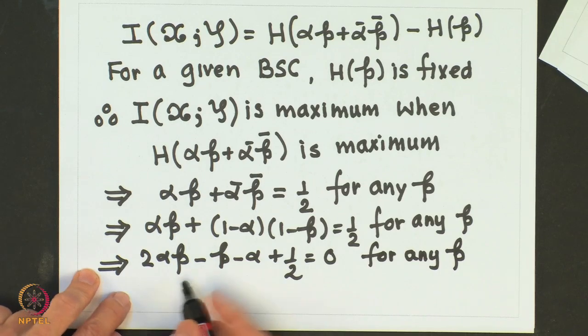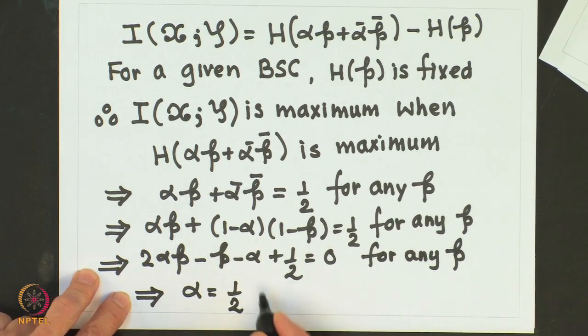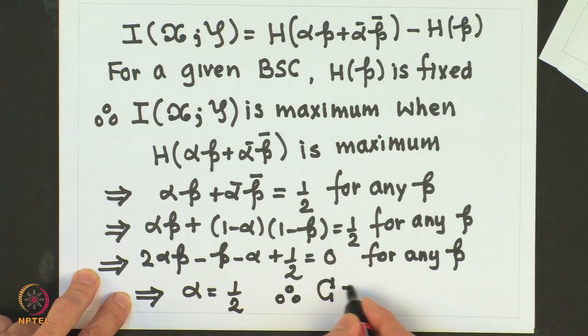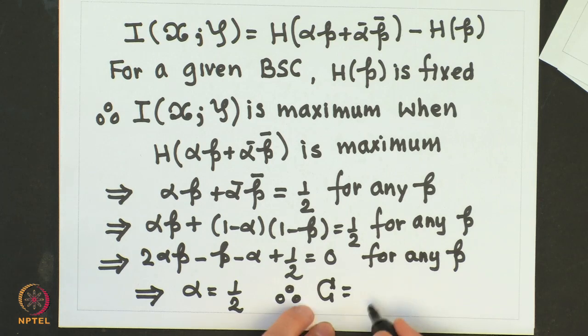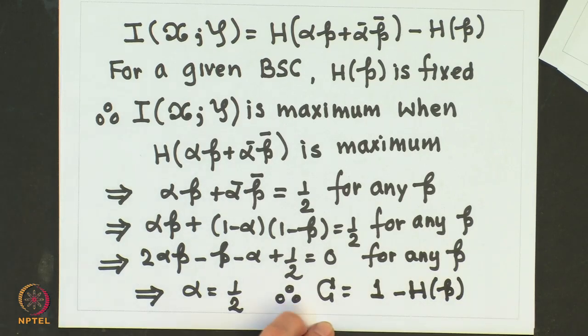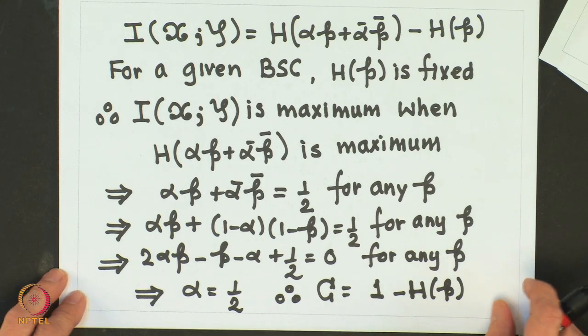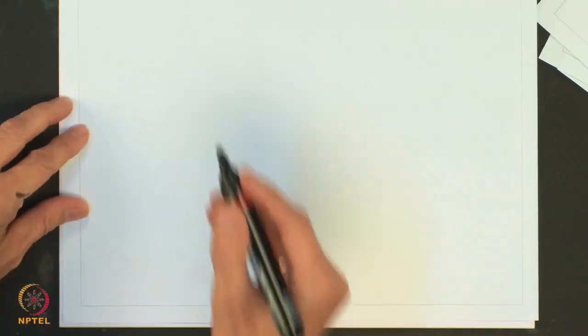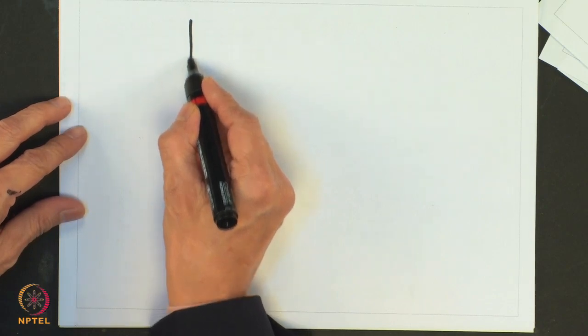and this implies that alpha should be equal to half, and therefore, my C turns out to be equal to 1 minus H(p). So, this is the capacity which I get for a binary symmetric channel, and if I plot it, I will get it as shown here.